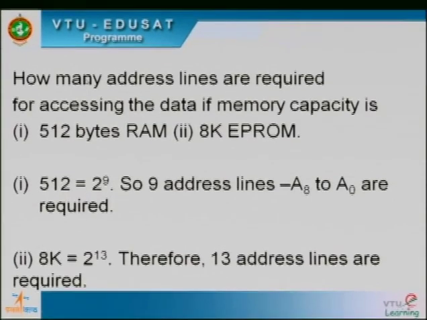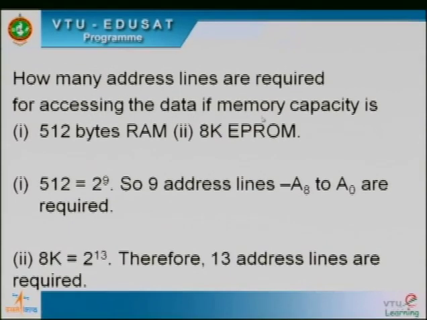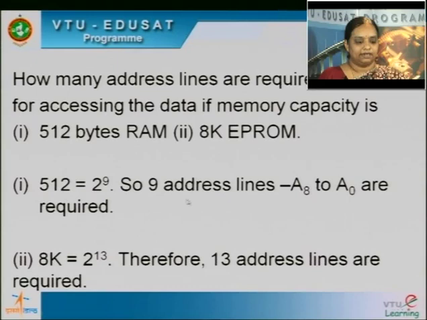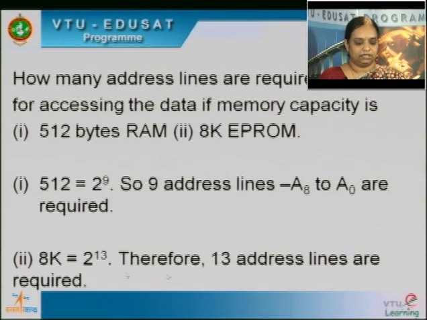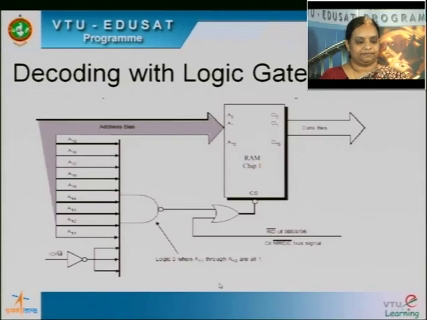So now to do the decoding circuitry, first let us look at finding out how many address lines are required for accessing the data. As I said, it depends on the memory capacity. Now if the memory capacity is 512 bytes of RAM, how many address lines are required? 512, expressed as a power of 2, is 2 to the power 9, and so we need 9 address lines. And what are the 9 address lines? A0 to A8. And if I increase it to 8K, the 8K is 2 to the power 13, so 13 address lines. Which are the 13 address lines? A0 to A12.